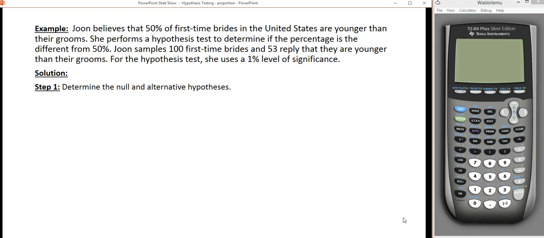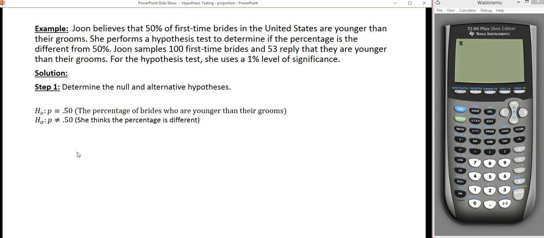Step 1, determine the null and alternative hypotheses. So here's where we have to worry about notation. We want to know if we're testing a mean, which is an average, or a proportion. So in this case, because we have percentages, we have 53 replying out of 100, this would be a proportion, so we'll be testing p.